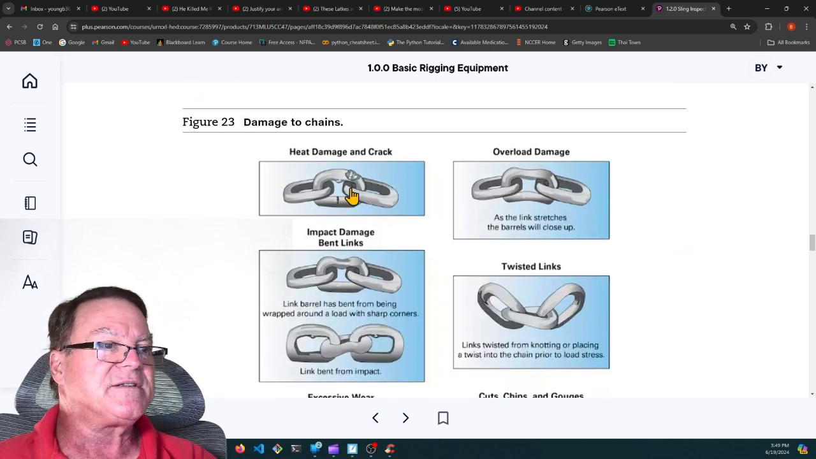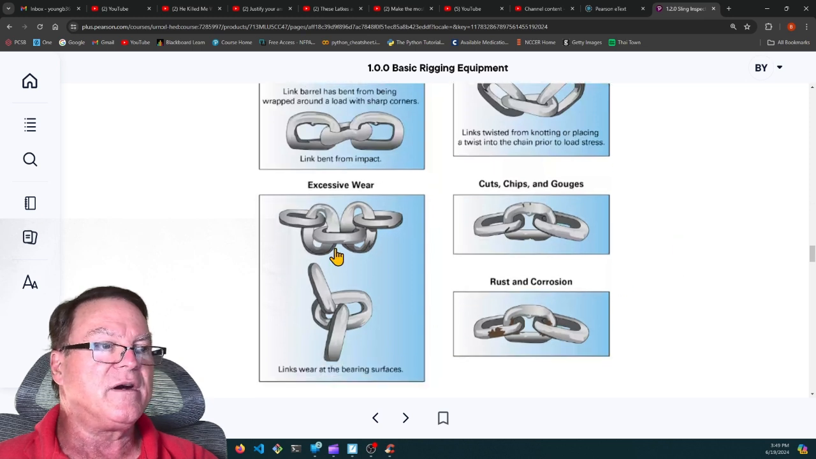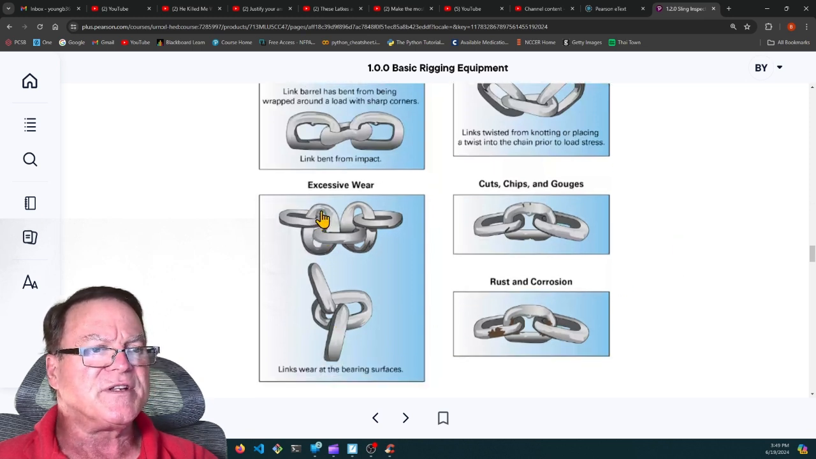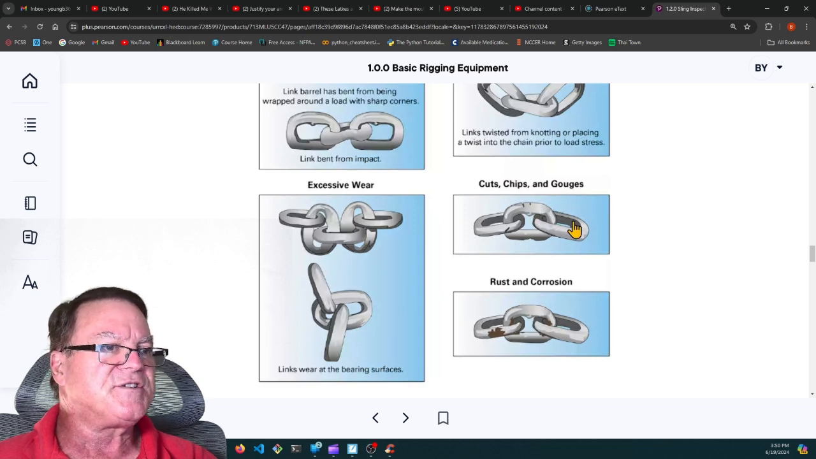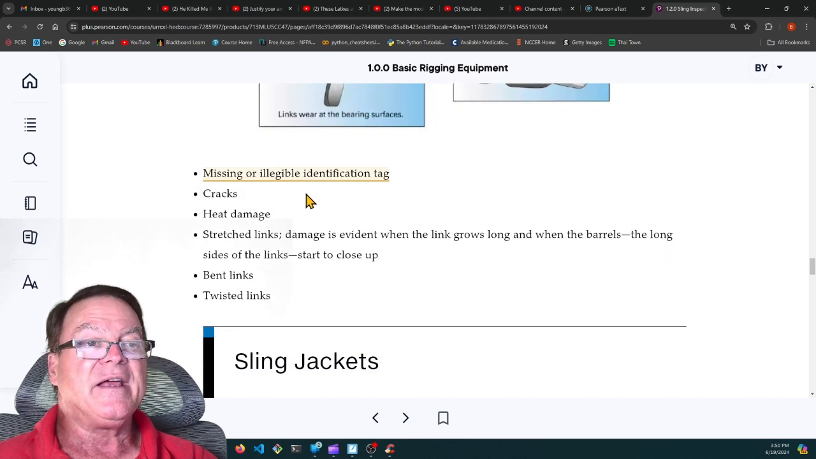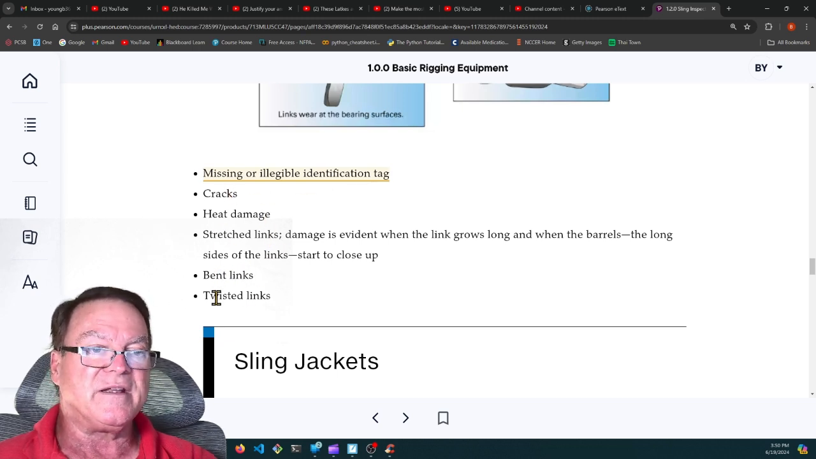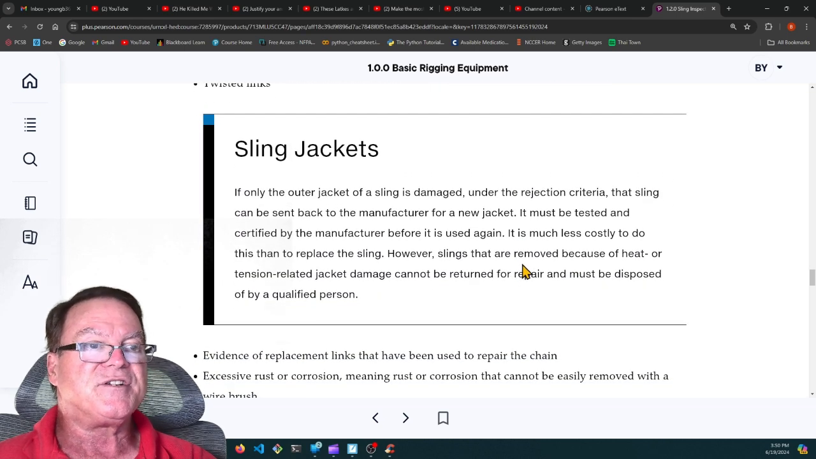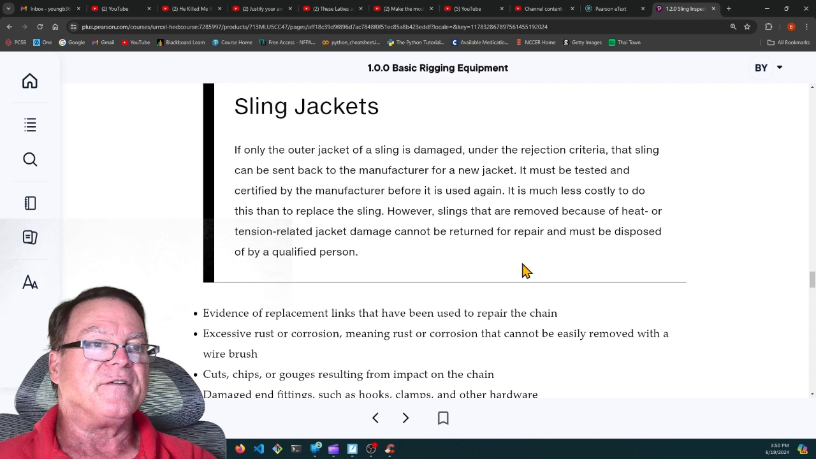Heat damage and cracks, overload damage, impact damage or bent links, twisted links, excessive wear. On this one, if you look closely, you'll see how narrow the links get on the ends. So that's overloading. Cuts, chips, and gouges, rust and corrosion, any of those reasons. And again, the very first criteria is a missing or illegible identification tag. Cracks, heat damage, stretched links, bent links, twisted links. Just take a chain sling out of commission.